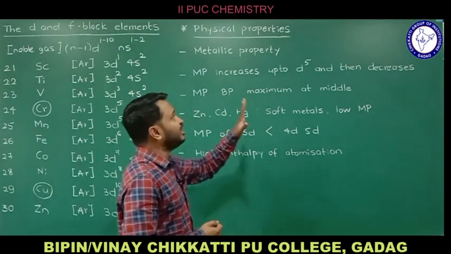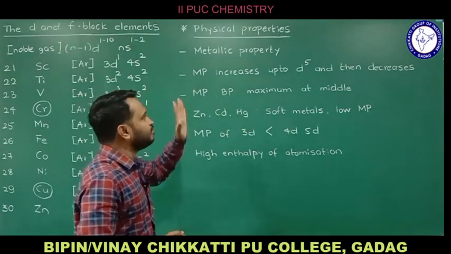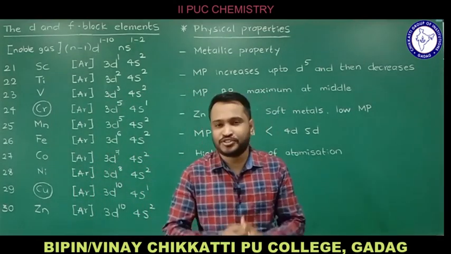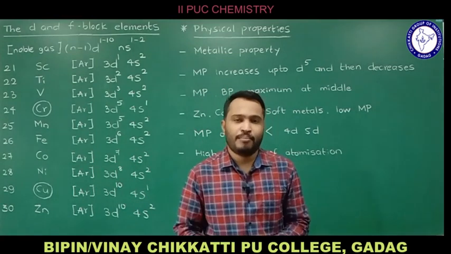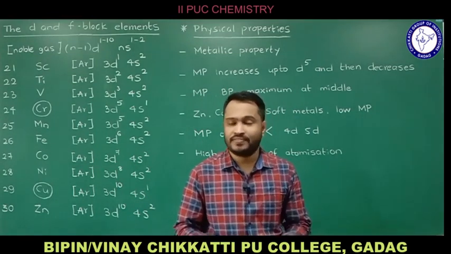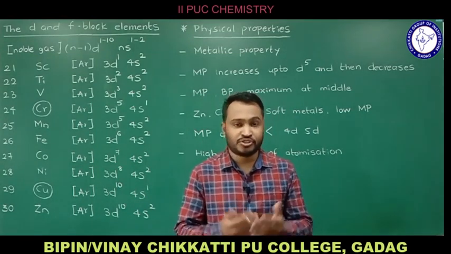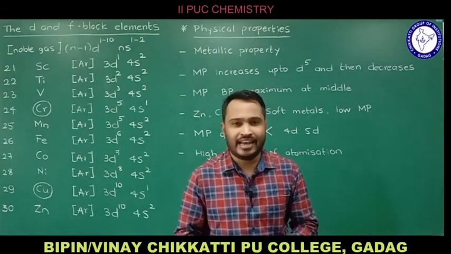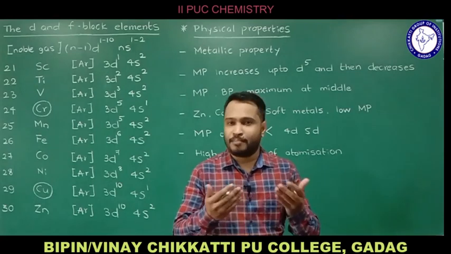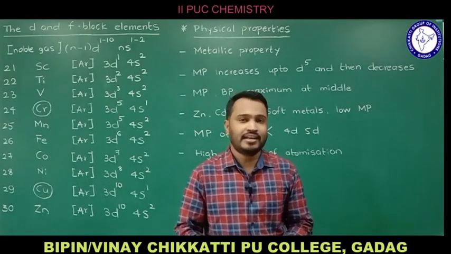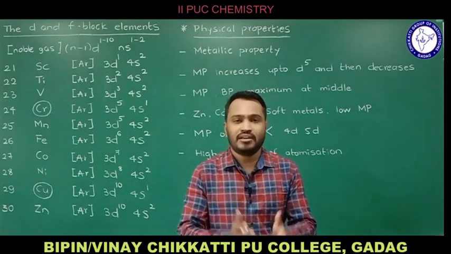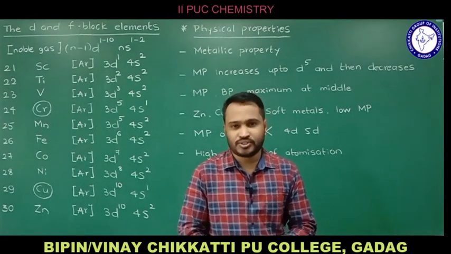The first physical property I mentioned here is the metallic property. So what are the characteristics of metals? As we know, metals are hard solids, they are lustrous, meaning they have a shining property, they are good conductors of heat and electricity, they are malleable, they are ductile, they are sonorous. These are the general characteristics of metals.